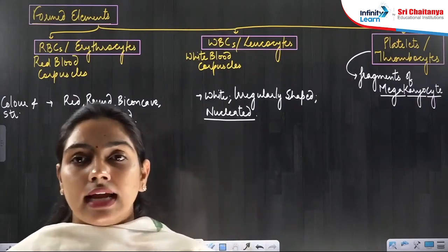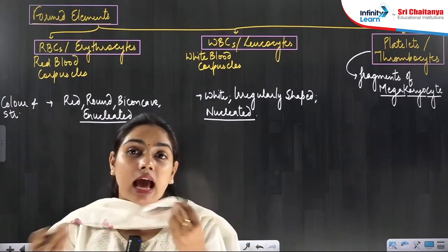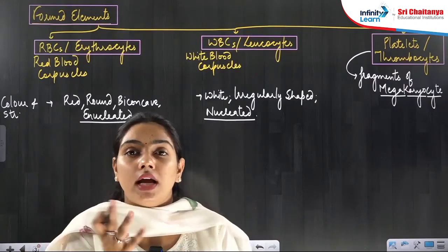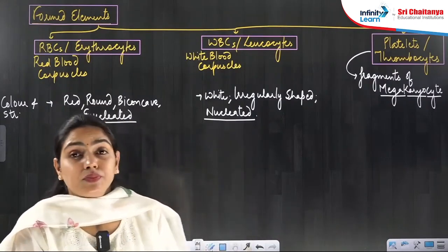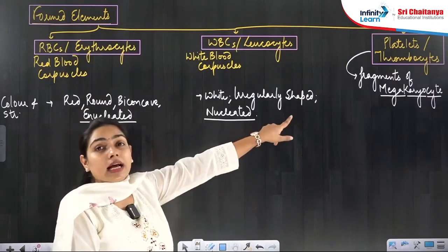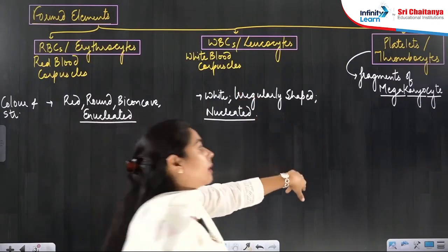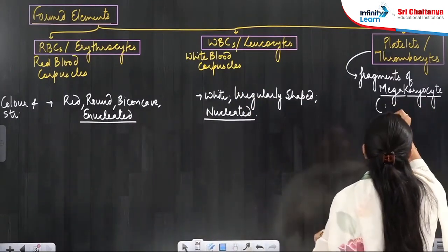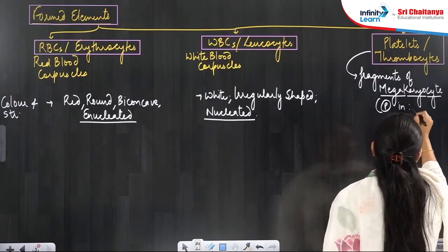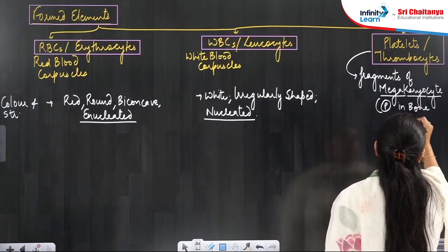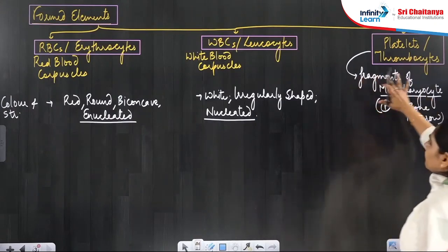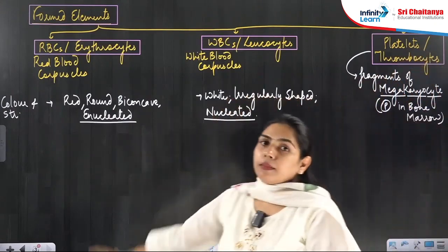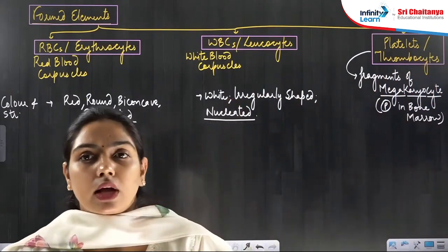You have bones, right? Inside the bone, there is a cavity which is filled with a fluid, and that fluid is known as bone marrow. So the megakaryocyte is a cell present in bone marrow. Platelets are the fragments. They are not cells, so obviously they will be irregularly shaped.